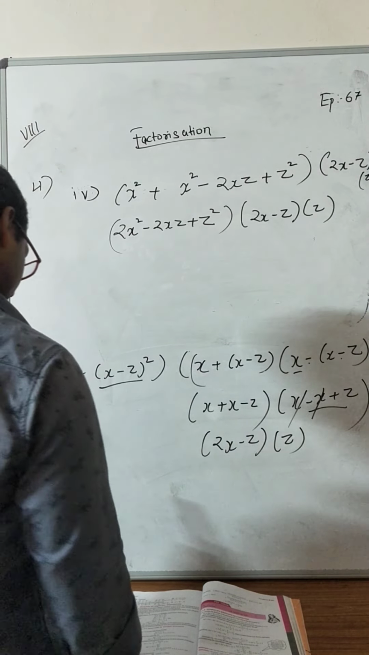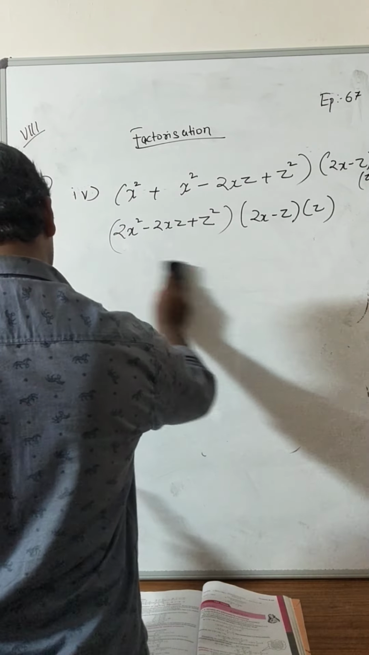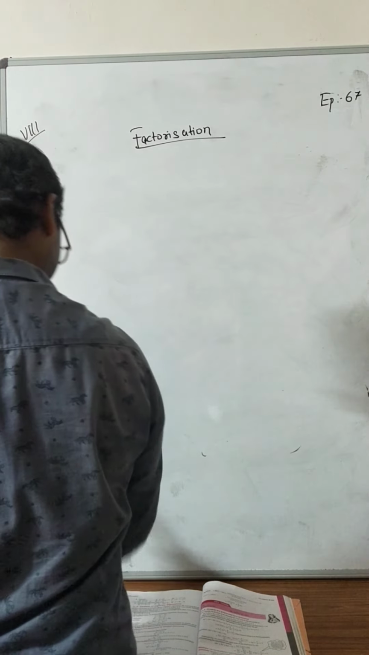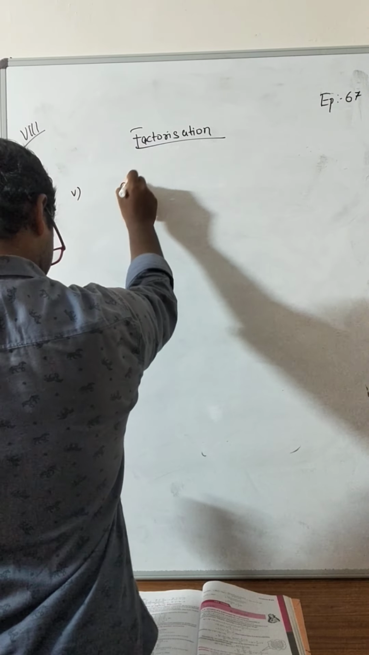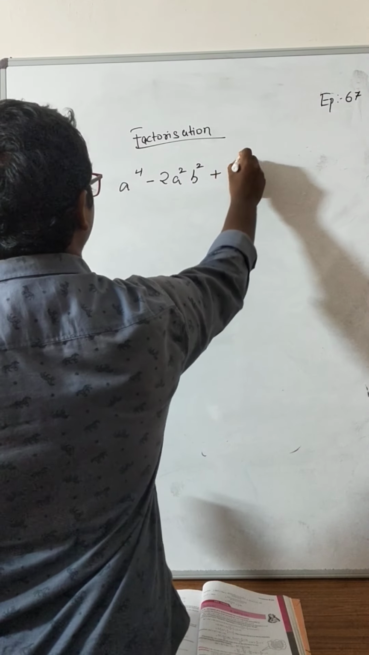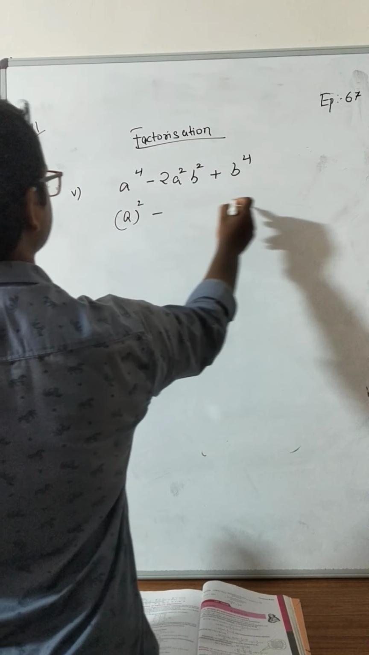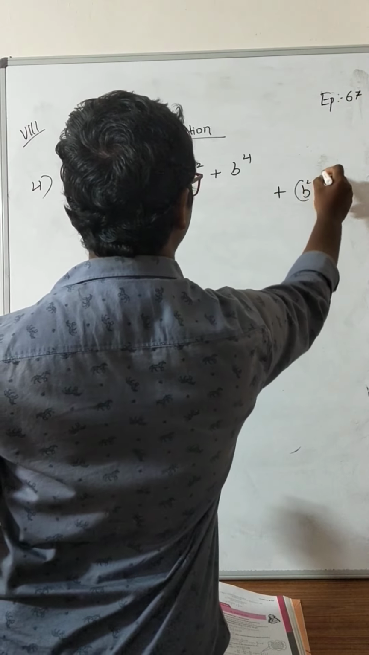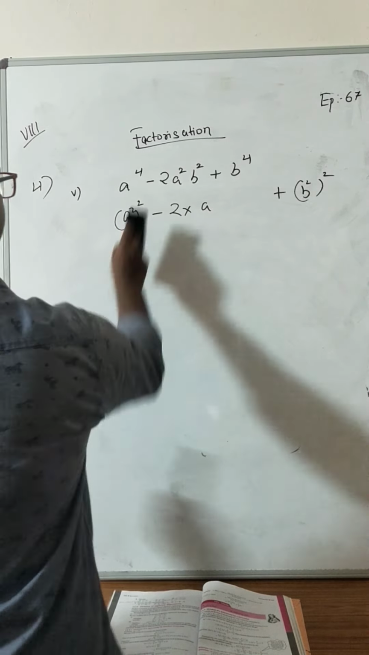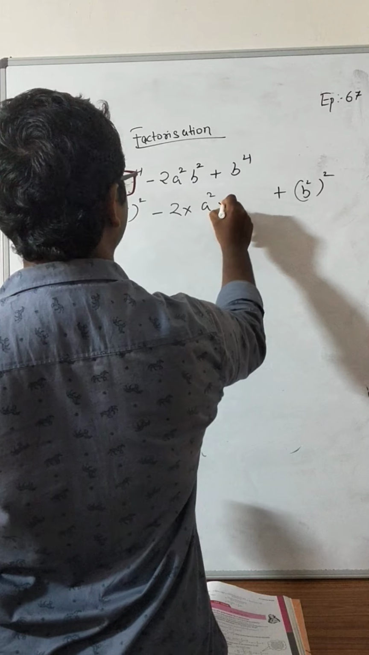Now look at the fifth one. The fifth one is a power 4 minus 2 a square b square plus b power 4. Okay, this is of the format a square whole square minus 2 into a square into b square plus b square whole square.